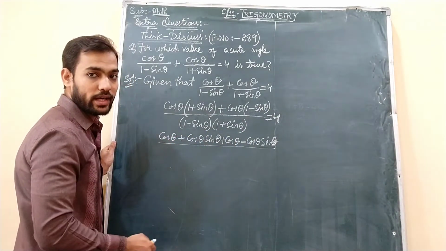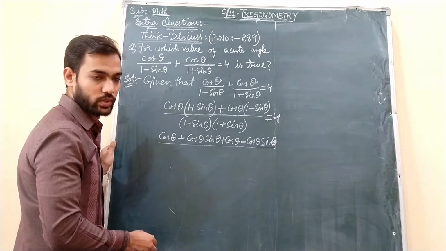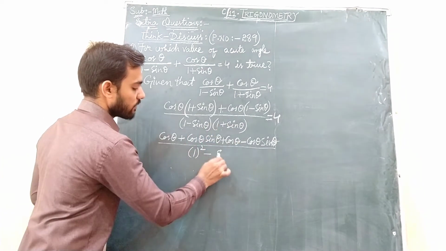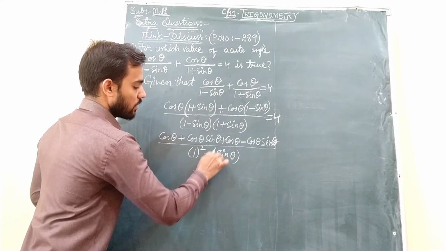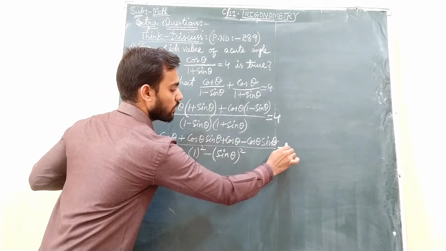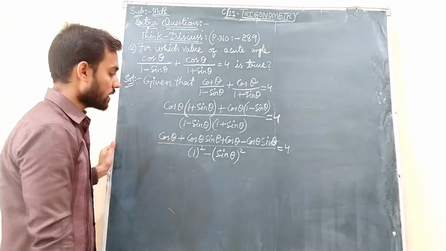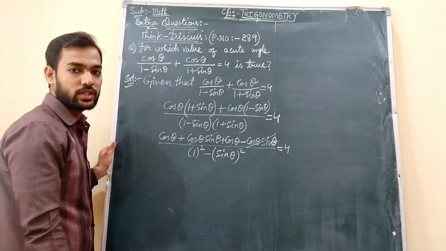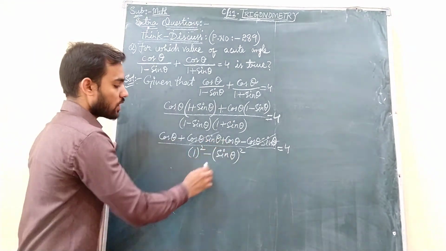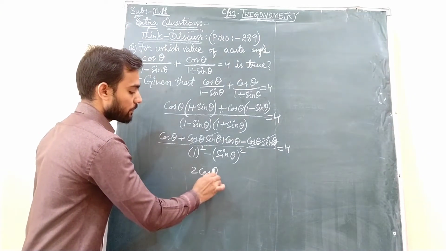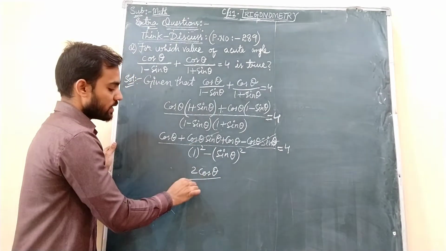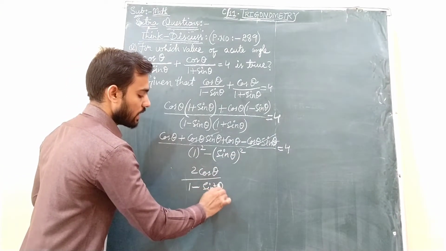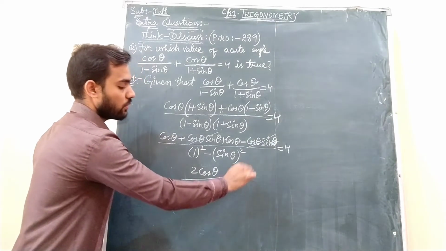So we have learned the formula already. (a minus b) into (a plus b) is a square minus b square. So in place of a we have 1 square minus b square, which is nothing but sin theta whole square, equals 4 as it is. Okay guys, now this plus cos theta sin theta and this minus cos theta sin theta become 0, which means they get cancelled. Now cos theta plus cos theta is 2 cos theta, divided by 1 square is 1 minus sin theta square is sin square theta, and the right side we have equals 4.